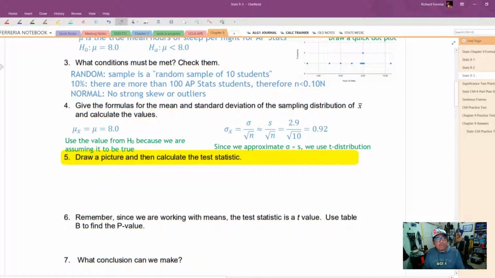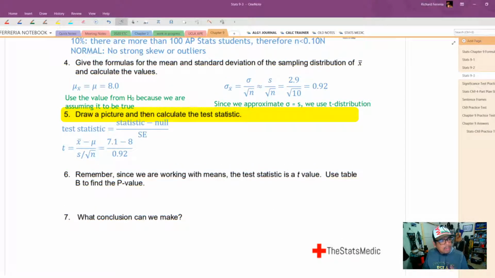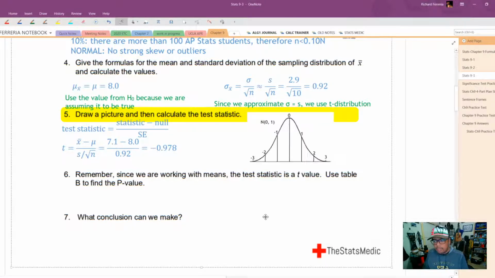Next task is to draw a picture and calculate the test statistic. Starting with the test statistic, we know that the test statistic is the statistic minus the null over the standard error. Specifically for this, we have t is equal to x bar minus mu over s over square root n. We already calculated the standard error to be 0.92, so we'll just substitute that in for s over root n. That gives us a test statistic t equals negative 0.978.